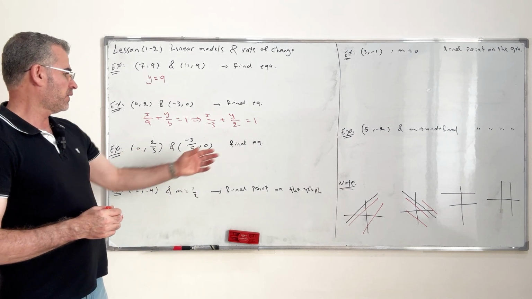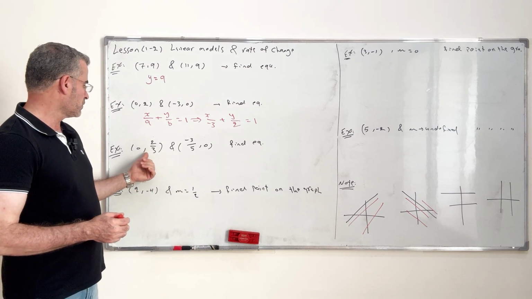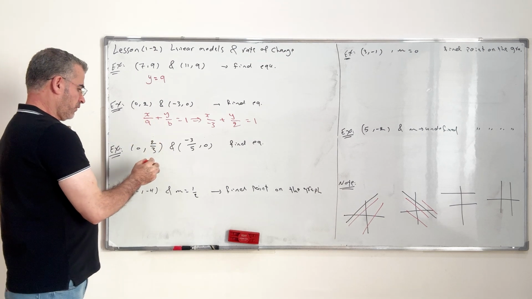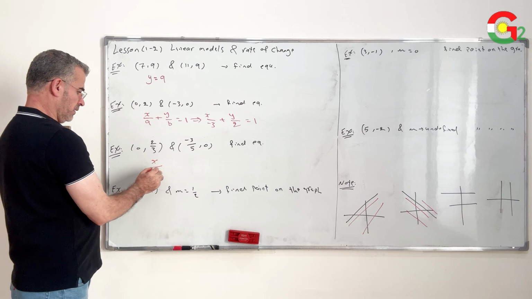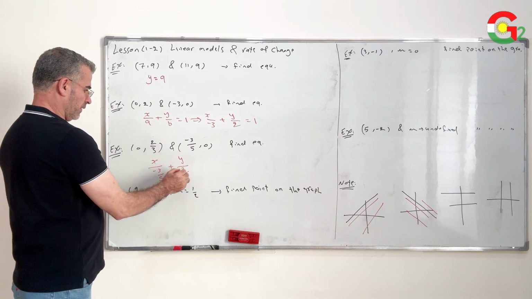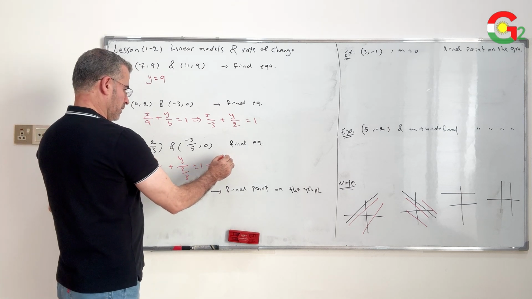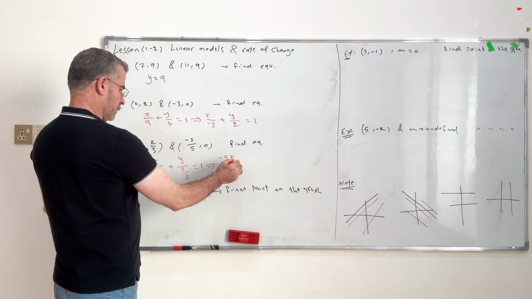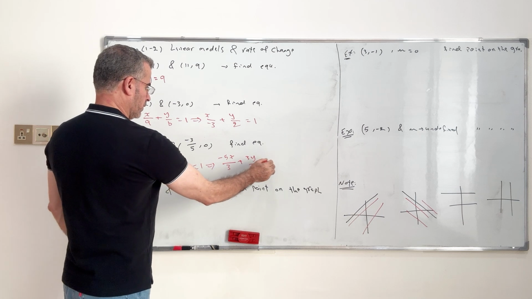Another example: find the equation of the line passing through these 2 points. As you see, it is the y-intercept and the x-intercept. I can use the same form as before: x over -3/5 plus y over 2/3 equals 1. Simplify this equation: -5x over 3 plus 3y over 2 equals 1.